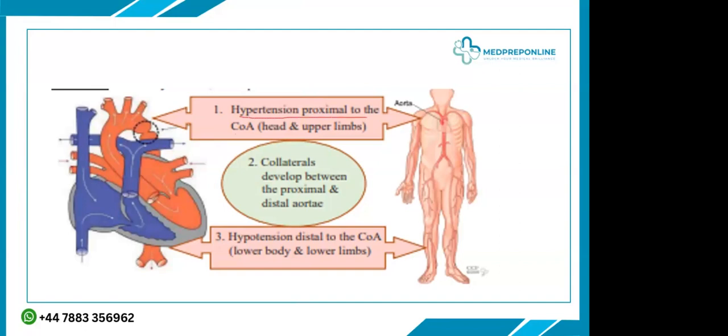Hypertension proximal to the coarctation of aorta, in the head and the upper limbs. Okay, this area is supplying the head and the neck and the upper thorax. So there is going to be hypertension. And then collaterals develop between the proximal and the distal aorta, and there will be hypotension distal to the coarctation of aorta, in the lower body and the lower limbs. In the distal part, there will be very little blood flow. So there will be hypotension, and maybe the femoral pulses may be absent, or there will be radiofemoral delay.